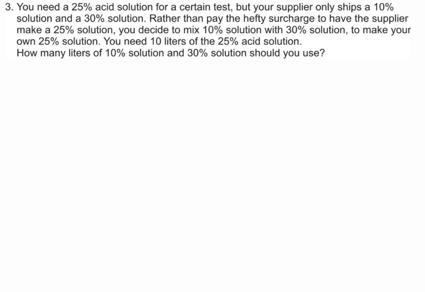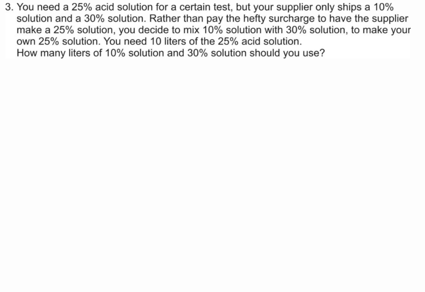Okay, so the problem is you need a 25% acid solution for a certain test, but your supplier only ships a 10% solution and a 30% solution. So 10% acid, 30% acid. Rather than pay the hefty surcharge to have the supplier make a 25% solution, you decide to mix the 10% solution with the 30% solution to make your own 25% solution.